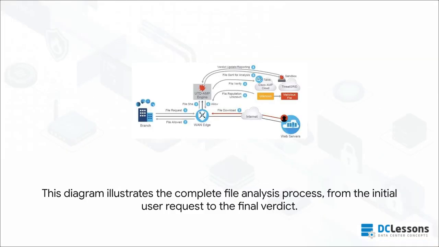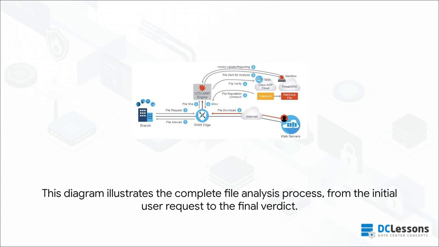All right, this diagram is basically our roadmap. On the left, you've got the user at a branch office. In the middle, that's your SD-WAN edge device, acting as the security guard. And over on the right is the brains of the whole operation, the Cisco Secure Endpoint Cloud, which you'll hear called AMP, and the Threat Grid Sandbox.